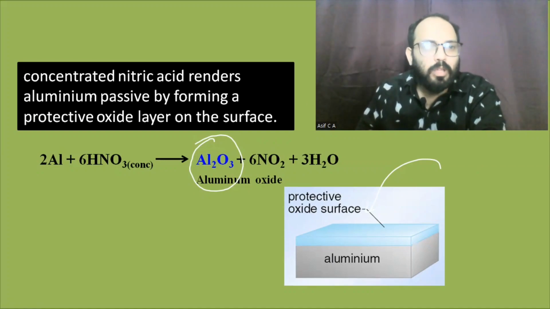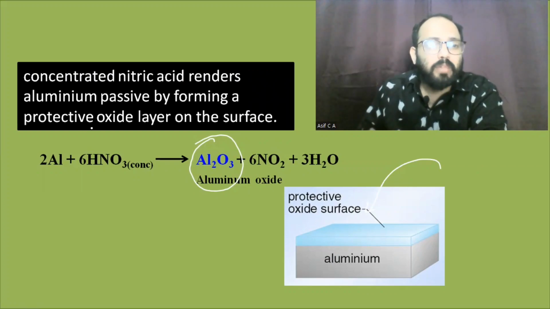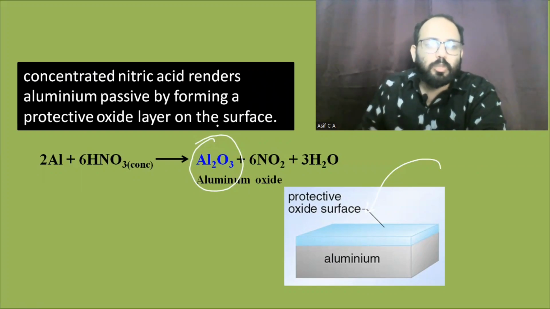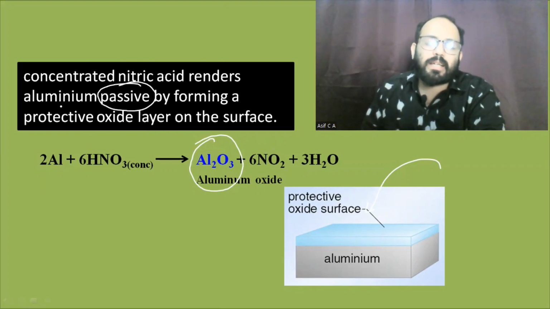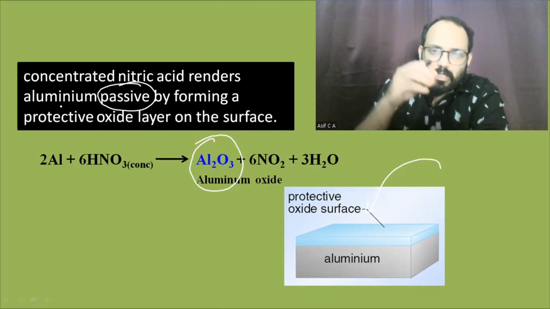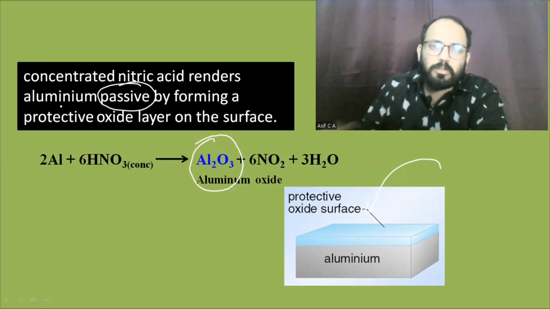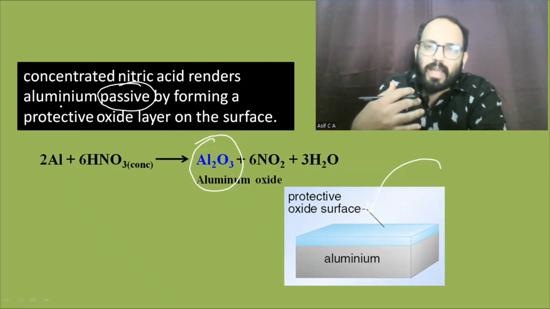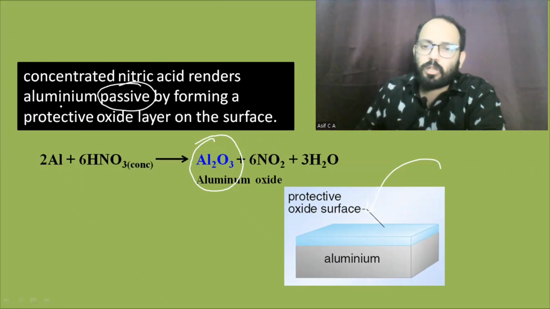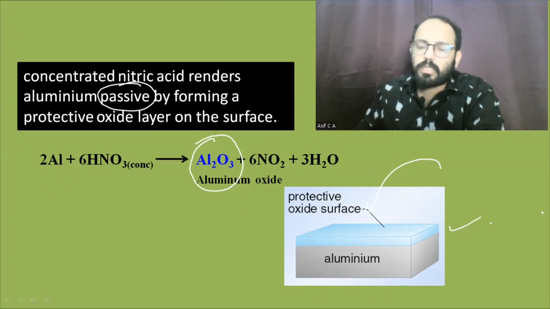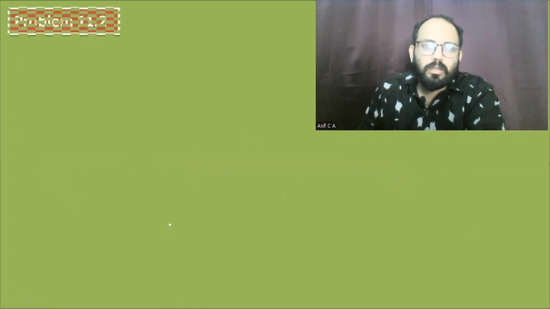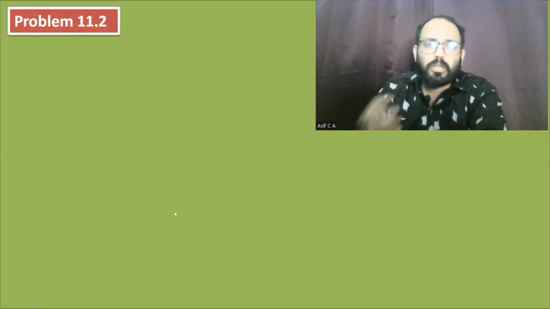Okay, now look at that. Concentrated nitric acid renders aluminum passive by forming a protective oxide layer. So what they are telling, passive means non-reactive. So with concentrated nitric acid, aluminum will be non-reactive. Why? Because of this formation of oxide layer. But it reacts with mineral acid, which we have seen.